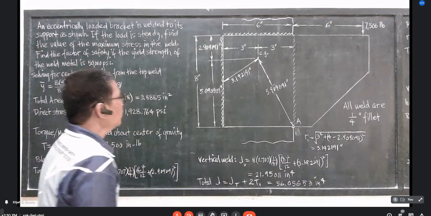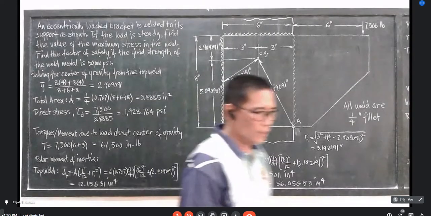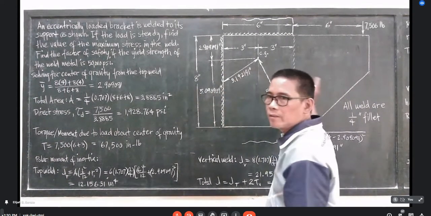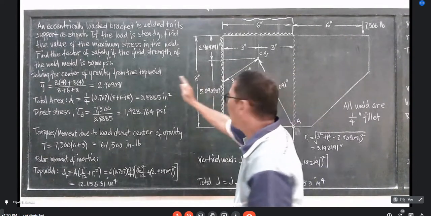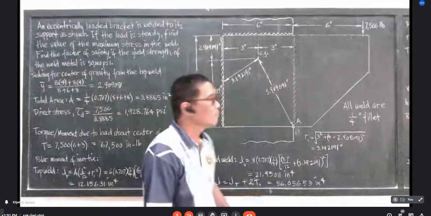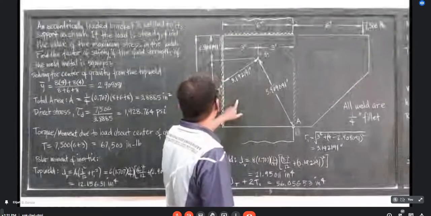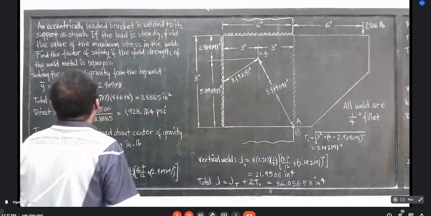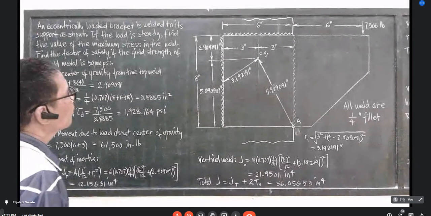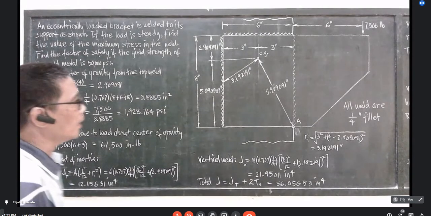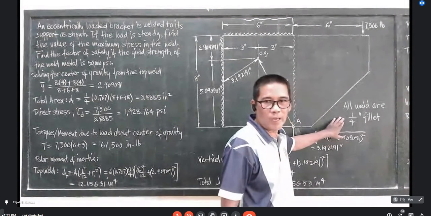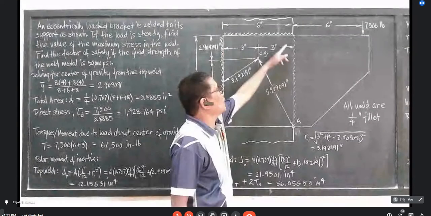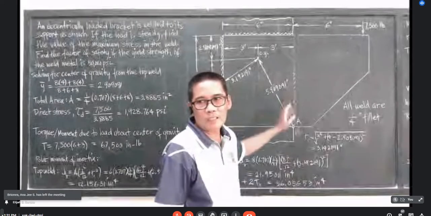Okay. So we have first to determine the center of gravity. As you can see, it is symmetrical if you look at the horizontal, no? Horizontal axis. It is symmetrical. So this side and that side, since all of these are, what is the size of this weld? 1 inch? Ay, nara. Sorry. It is a 1/4 inch fillet weld. Okay. So all of these are 1/4 inch fillet weld. If you look at the horizontal, it is symmetrical, no?